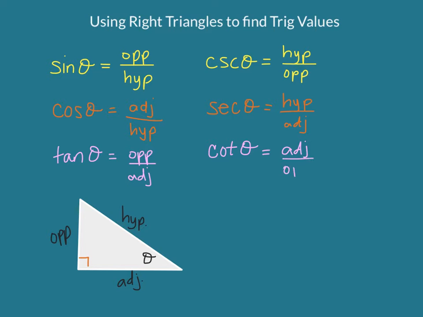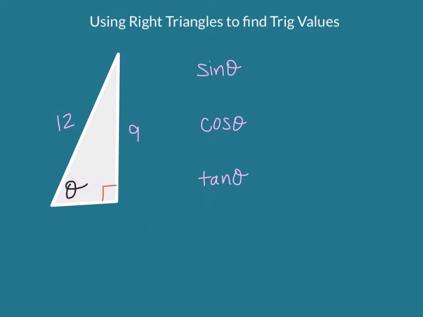divided by the opposite. This is why at times people have said SOHCAHTOA. Sine is the opposite over the hypotenuse, cosine is the adjacent over the hypotenuse, and tangent is the opposite over the adjacent, and that little acronym is SOHCAHTOA. It helps remember these main 3. These other 3 are those main 3 reciprocals.